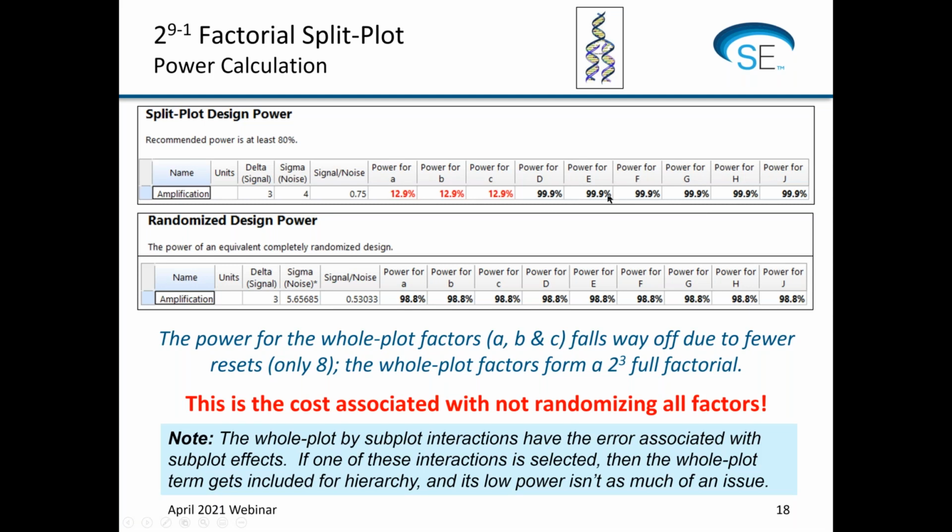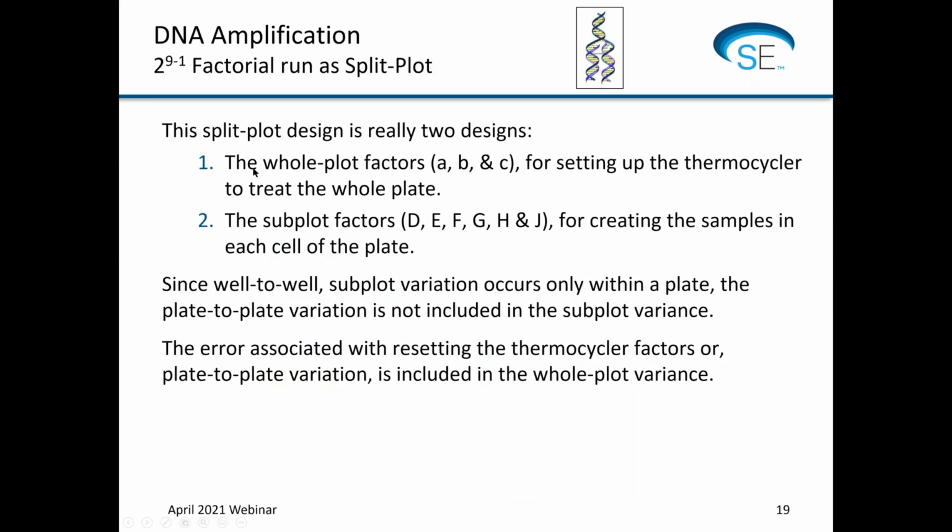By separating the error term into whole plot and subplot, we get a little less error associated with the subplot factors. Okay. So the split plot design is really two designs, the whole plot factors for setting up the thermal cycler and the subplot factors for creating the samples in the wells or cells in each one of the plates. Since the well-to-well subplot variation occurs only within a plate, the plate-to-plate variation is not included in that.